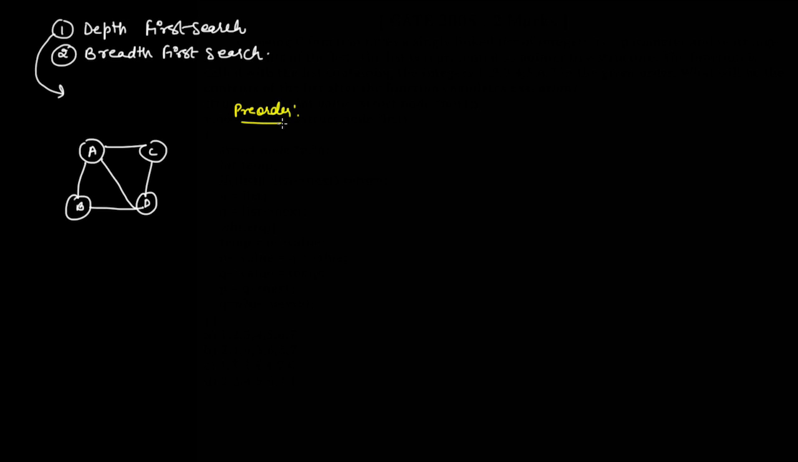So what is this pre-order? Pre-order is root, left and right. That means initially you visit the root, then you visit the left subtree, and then you visit the right subtree. Now assume you are trying to apply this pre-order in this graph, and we started from vertex A. So this vertex A is actually the root, so initially we are going to print A, then we print the left subtree and the right subtree.